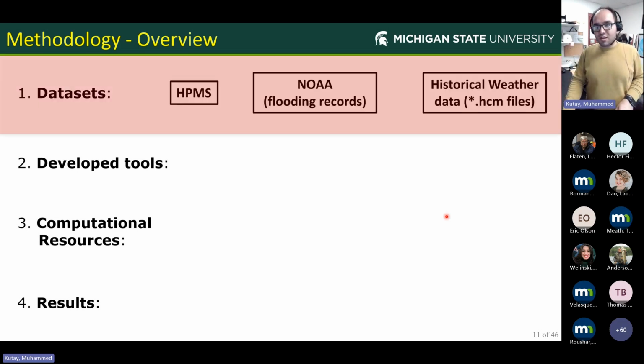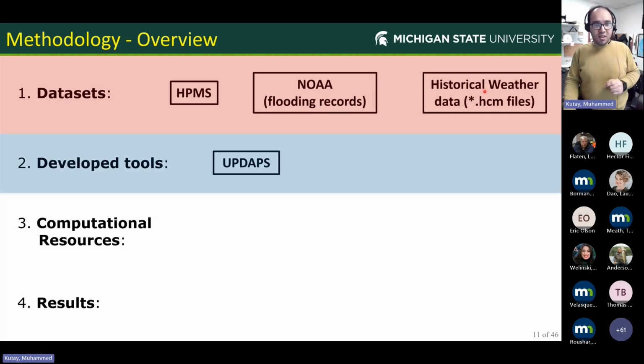In terms of the data sets, we are using three main data sets for this purpose. The HPMS dataset, which is the national level big data set of the pavement sections all over the United States. We have the NOAA dataset that has the flooding records and the historical weather data that is used in the ME pavement analysis tools.